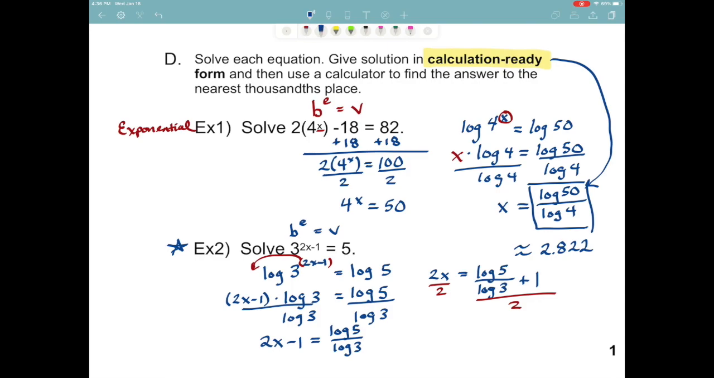to get our answer. So our calculation ready form would be the log of 5 divided by the log of 3 plus 1, and then that entire expression is going to be divided by 2. So that's our calculation ready form.